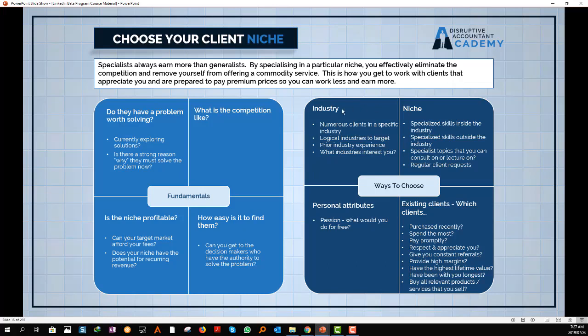So in terms of the ways to choose, the first block here is the industry. Now, this obviously is very, very important for LinkedIn. So my market is accountants. So when I start doing a search on LinkedIn, the very first thing I do is type in the word accountant or accountants into the search bar, and everything else flows from there. So we have to have an industry, and I want you to think about it in that context.